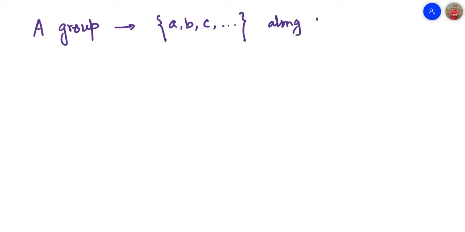So right now, we delve right into the definition of groups. The question arises, what is a group? A group is a set of objects. Let's just denote it by A, B, C, etc. Along with a binary operation that follows the following axioms or conditions. So we have four conditions.